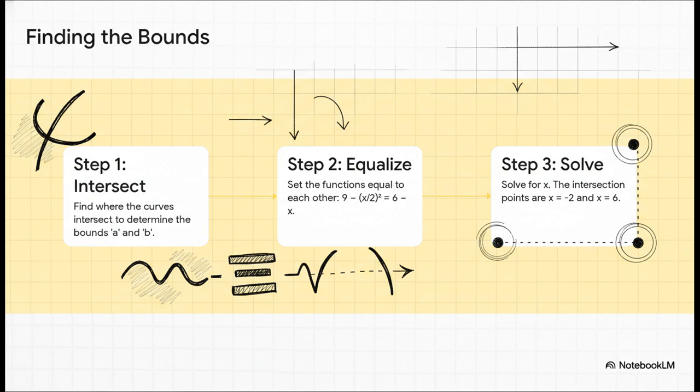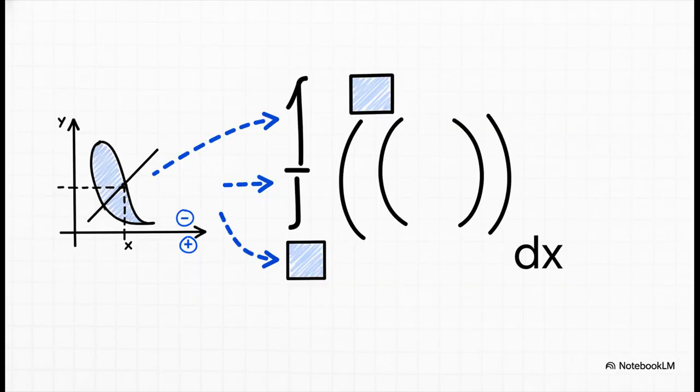So how do we find those spots? Simple. We just set the two equations equal to each other and solve for x. A little bit of algebra later, boom, we find out they cross at x equals -2 and x equals 6. Those are our bounds. Awesome.